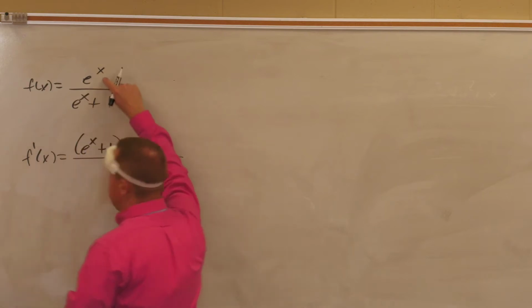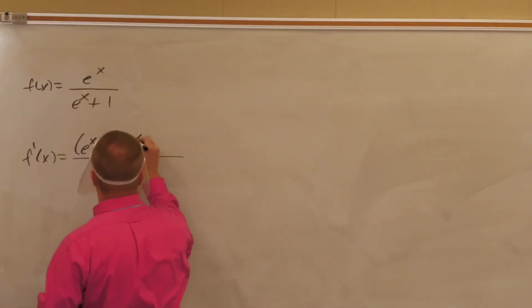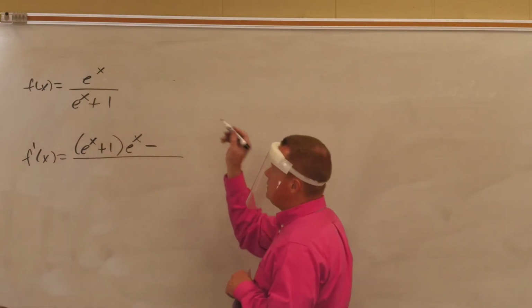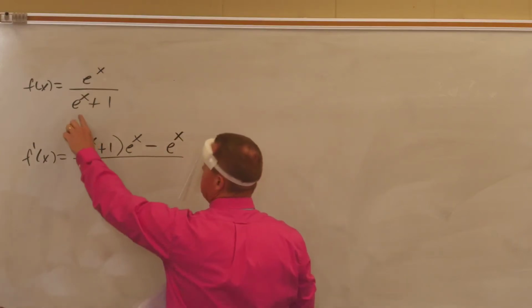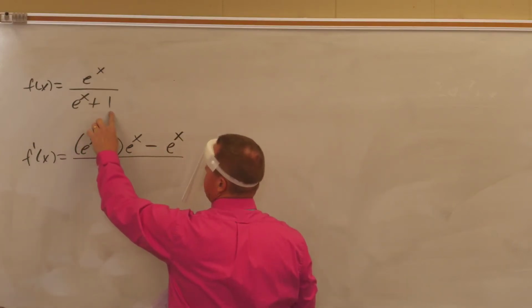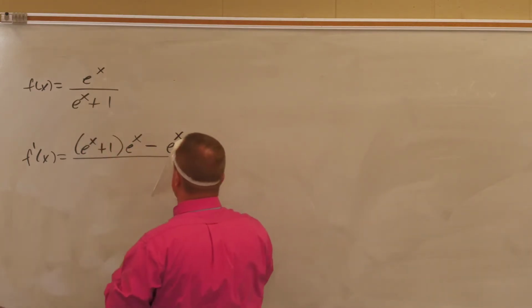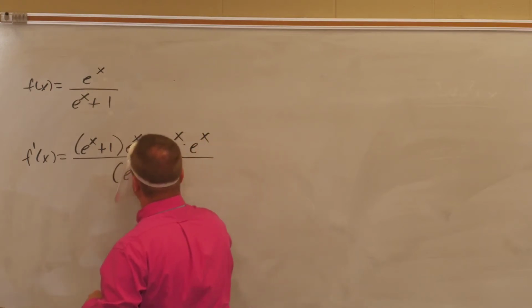What is the derivative of e to the x? E to the x, minus, okay, got to have a minus sign there, top times the derivative of the bottom. So e to the x, what is the derivative of e to the x plus 1? Just e to the x. The derivative of 1 is 0. So times e to the x over the bottom squared.